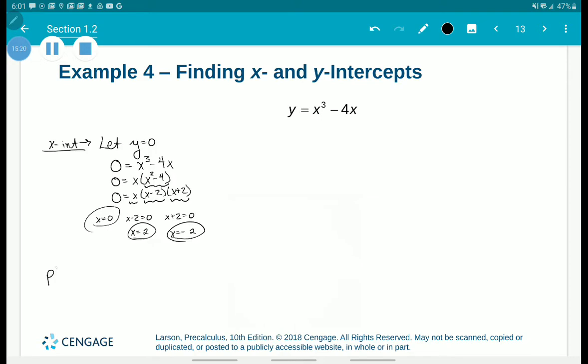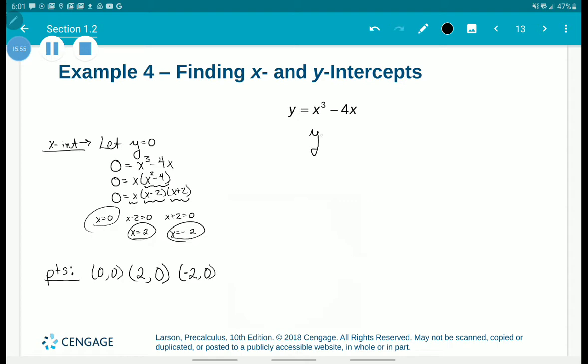If we wanted to write these as ordered pairs or points, my first one is going to be at (0, 0). My second one is going to be at 2, x-intercept at 2. We plugged in 0 for y, so that y-coordinate is 0. And then my third one, I had a negative 2 that came out for x. And I have 0 for my y because that's what we plugged in. We know it has to live on that x-axis and that y-coordinate's always 0.